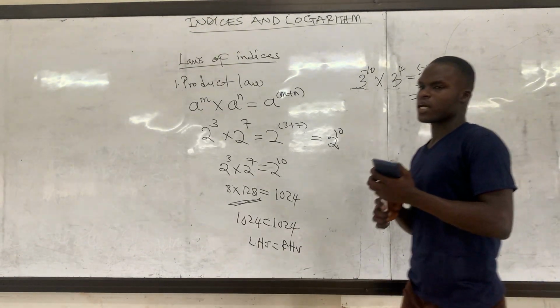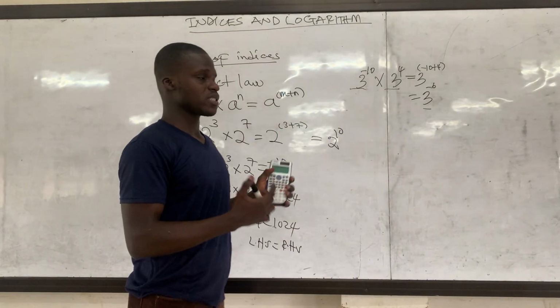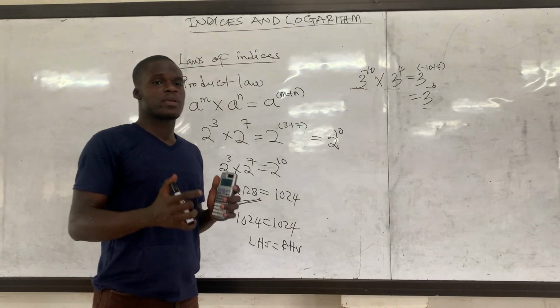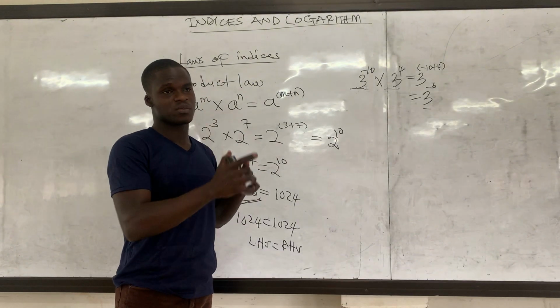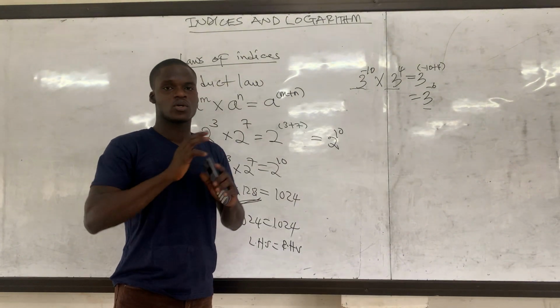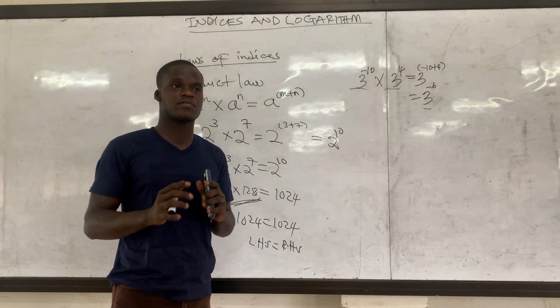So that's basically what the first law is about. That's the product law. Whenever you are multiplying two numbers and they have the same base, you can add the exponents. If the bases are different, you can't add the exponents. Or if the bases are different, this law doesn't apply.